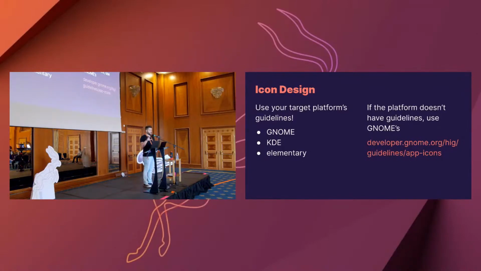If you're not targeting a specific platform, or your platform doesn't have good guidelines or any guidelines, I honestly just say use GNOME's because they were designed specifically to work well and mesh well with popular third-party app icons, things like the Firefox and Chromes of the world that have their own branding. So GNOME has really great icon guidelines. You can visit that link at developer.gnome.org for those guidelines.